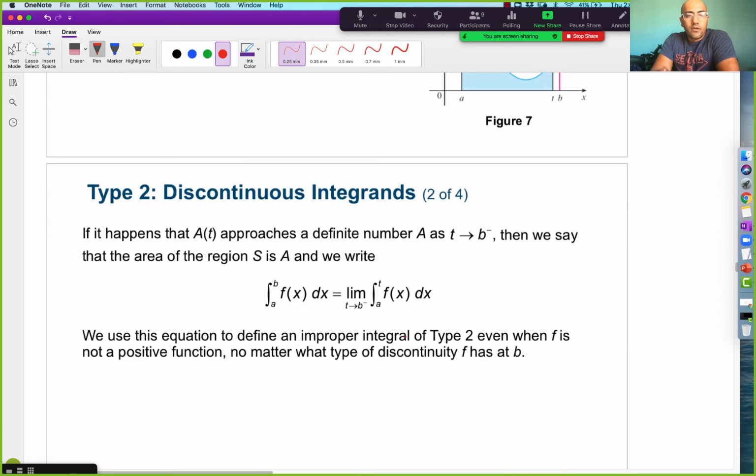Good. So if it happens that A of t approaches a definite number A as t approaches b from the left-hand side, then we say that the area of the region S is A, and we can write that the integral from a to b of f of x dx is equal to the limit as t approaches b from the left-hand side of the integral from a to t of f of x dx. We use this equation to define improper integrals of type 2, even when f is not a positive function, no matter what type of discontinuity f has at b.